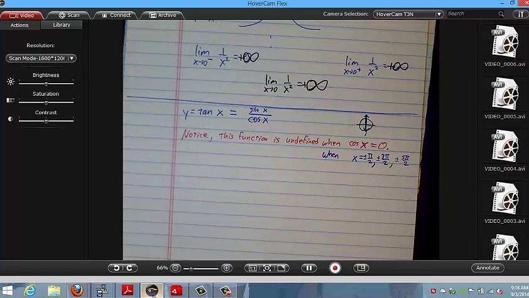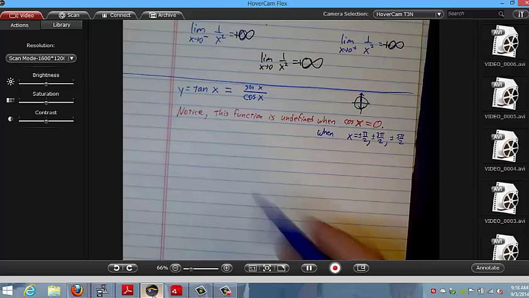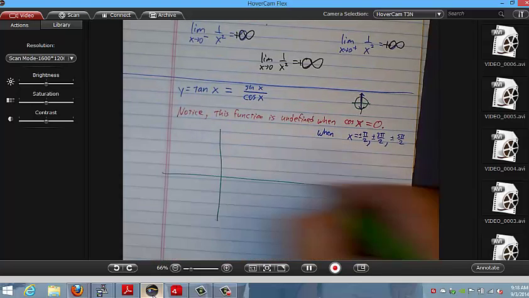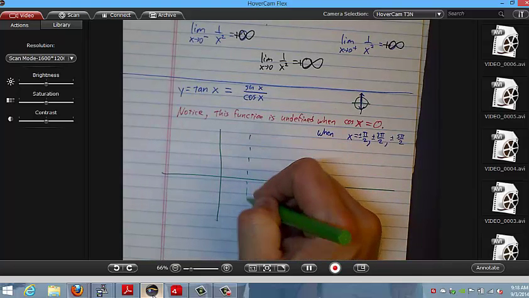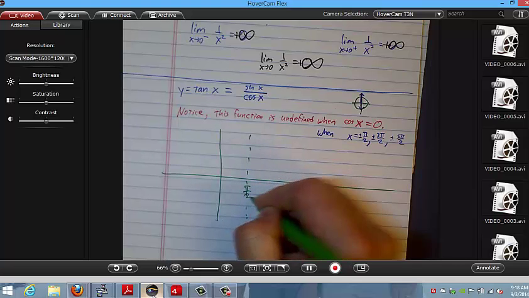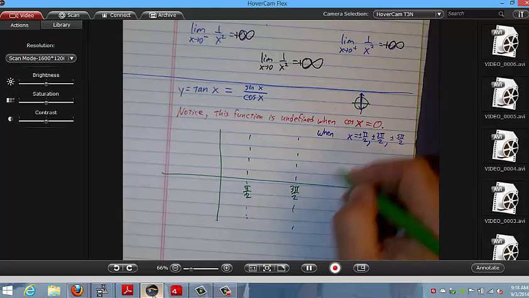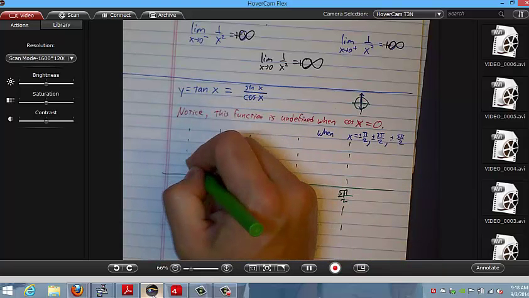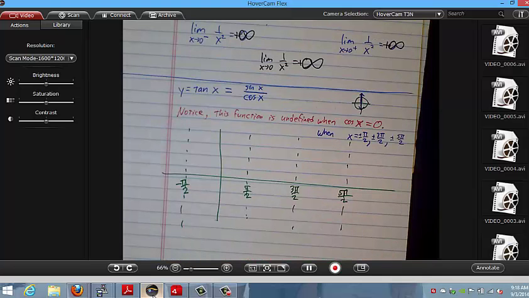Okay? So now, the tangent function, you may remember this because, well, you just had a trig class not long ago, most of you. And so the tangent function ends up having asymptotes at pi over 2. It ends up having an asymptote at 3 pi over 2, 5 pi over 2, negative pi over 2. Right?